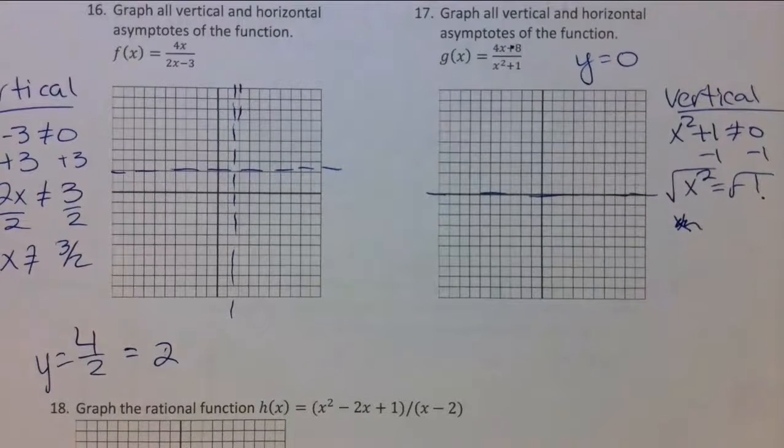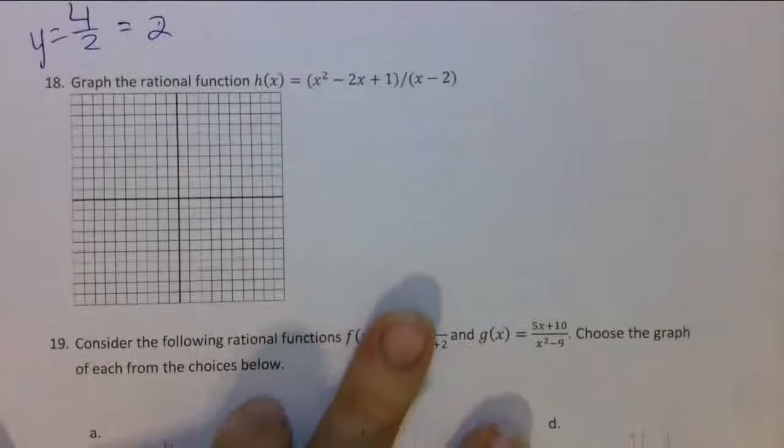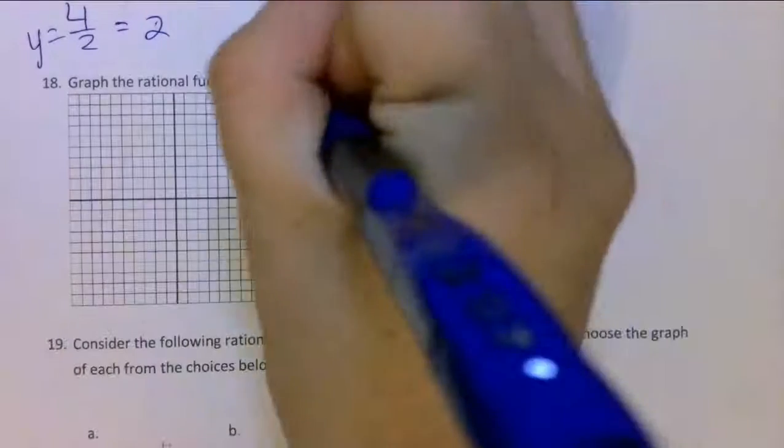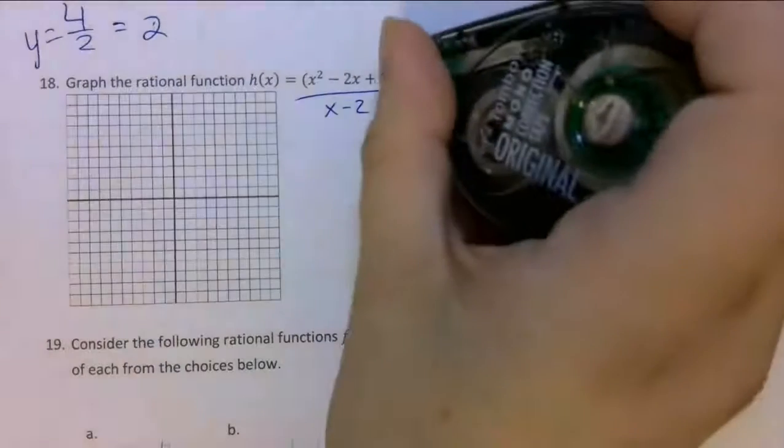And if it was the other way around, I would divide to get a slant asymptote and there would be no horizontal asymptote. Okay. Number 18, my computer did not format that right. It's a fraction, so this was over x minus 2, just to get this look a little cleaner.